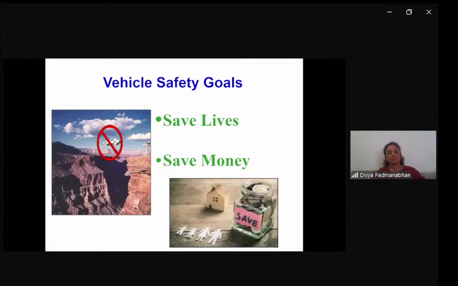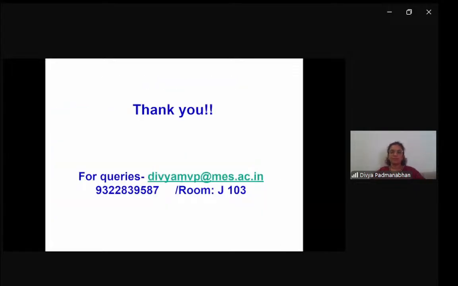let us attempt to save lives which are precious, and also save money, because I had mentioned earlier, any accident comes with huge losses, financial, economic, social, and psychological as well. Okay, so save lives and save money. Those are the primary objectives or the primary goals of vehicle safety. So with that, I end my orientation.